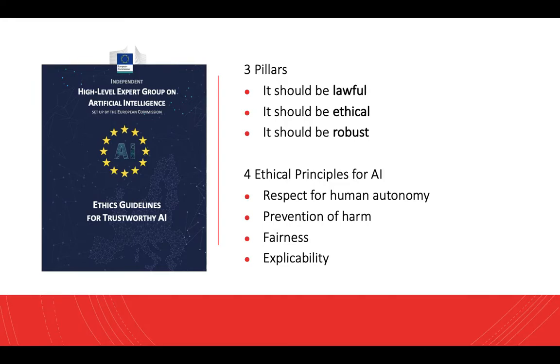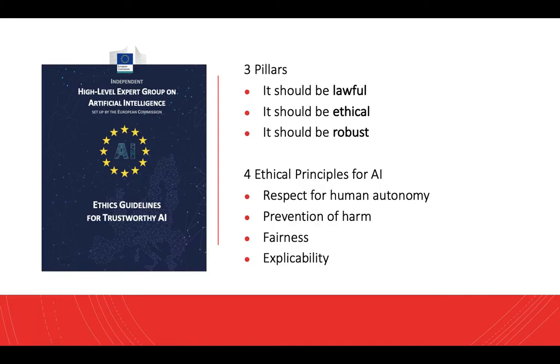As a basis for these guidelines, the group chose 3 pillars that should underpin AI for it to be trustworthy. First, it should be lawful, meaning that it should comply with all applicable laws and regulations. Second, it should adhere to ethical principles and values. And third, it should be both technically and socially robust and not cause unintentional harm. They also stated that AI should be developed in a way that it adheres to 4 principles: respect for human autonomy, prevention of harm, fairness, and explicability.